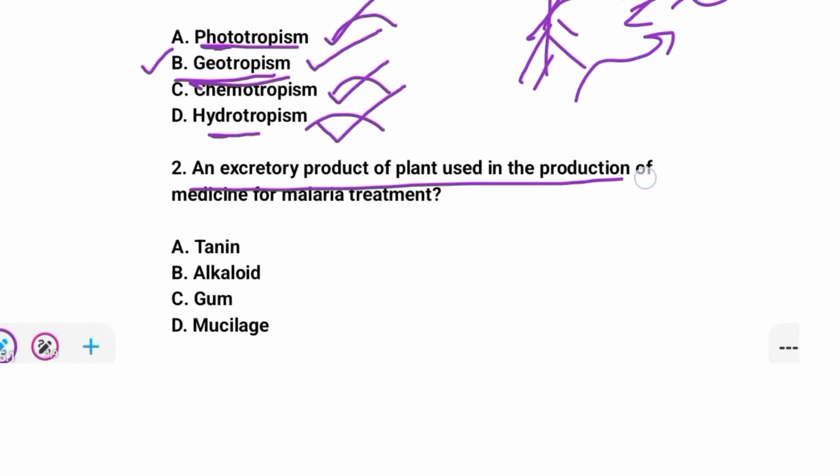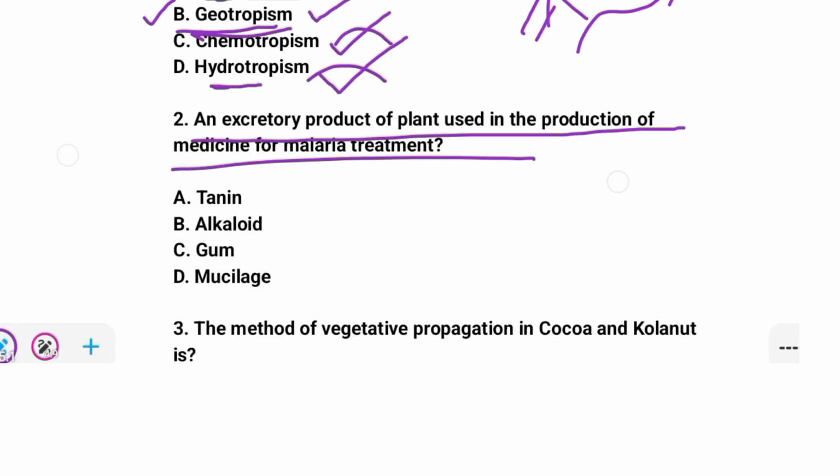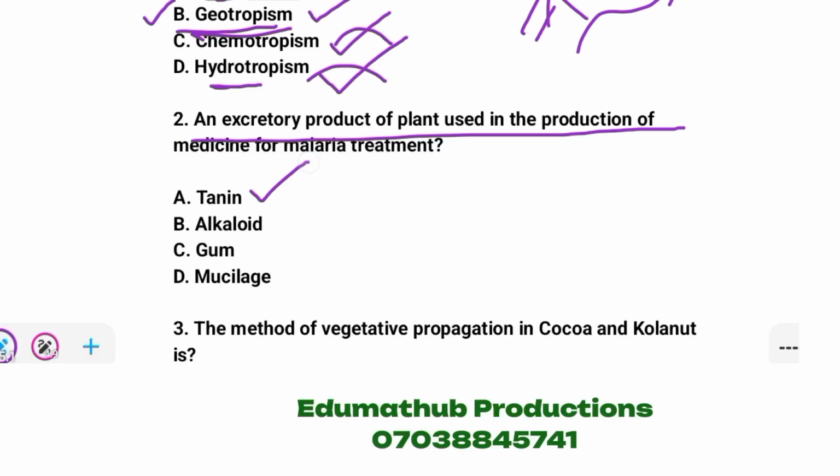An excretory product of plants used in the production of medicine for malaria treatment is dash. So they give all these options here, as you can see. Now the first option here, tannin, is a chemical which is used in tanning leather to make leather have good strength. Okay, so that is tannin.